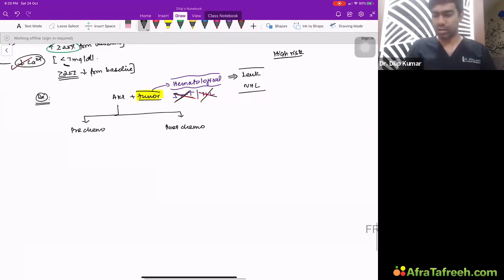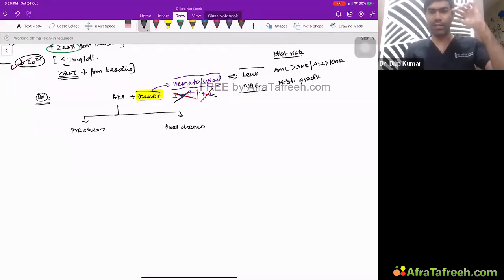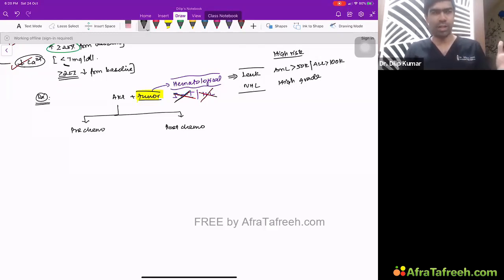There are certain factors that are considered high risk. High risk tumors are those which have very high counts, like AML with WBC count more than 50,000 or ALL more than 1 lakh. So very high risk. And high grade non-Hodgkin lymphoma. The first thing that should come into your mind whenever I say high grade lymphoma is Burkitt's lymphoma or Burkitt's leukemia. That's the first thing, extremely high grade. High risk of tumor lysis. Among all the NHLs, if you ask highest risk of tumor lysis, Burkitt's only. Then followed by maybe DLBCL. But Burkitt should be the first.